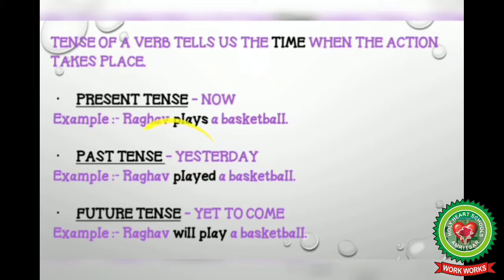Yesterday indicates past tense, means an action happened in the past. For example, Raghav played a basketball. Played in a sentence indicates that an action happened in the past. Yet to come indicates future tense, means an action that will happen in the future. For example, Raghav will play a basketball. Will play in a sentence indicates that an action will happen in the future.